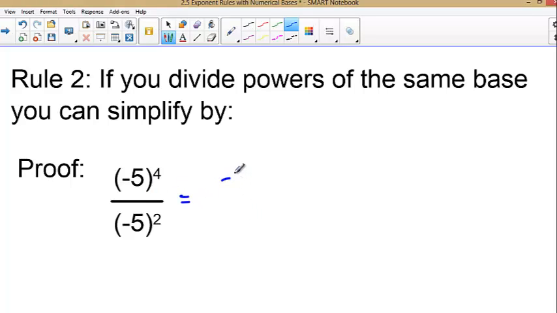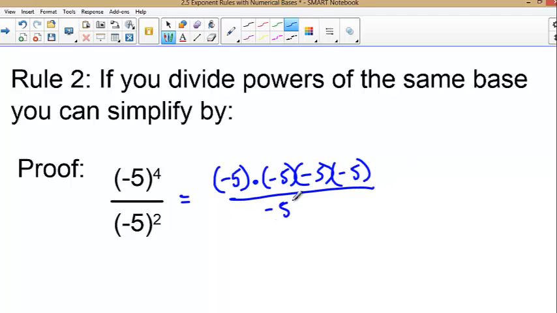Again, here we have a different base of -5. Now we'd be careful, it's -5 in brackets, right? We're going to multiply -5 by itself. I guess I don't even need my multiplication signs because they're in brackets. There's 4 of them, right? They're all on top. And I'm going to divide that by -5 squared, which is -5 times -5.